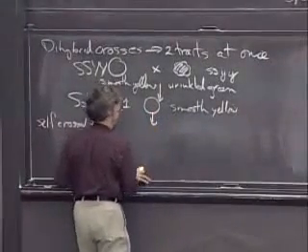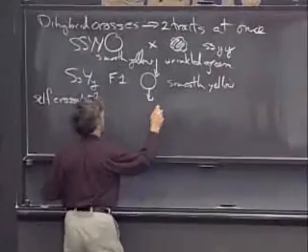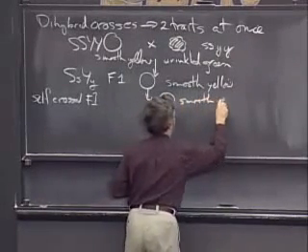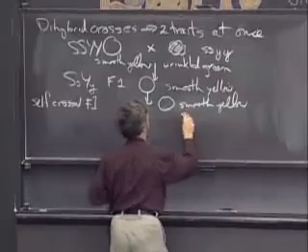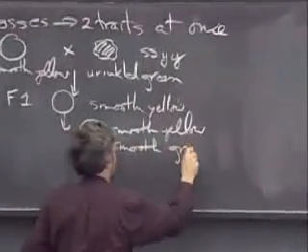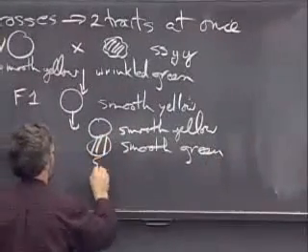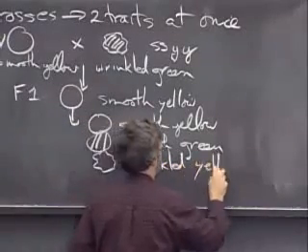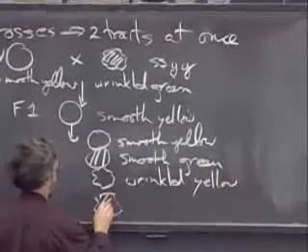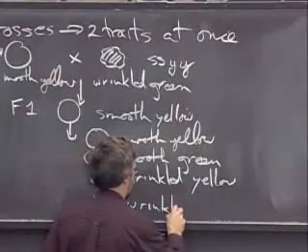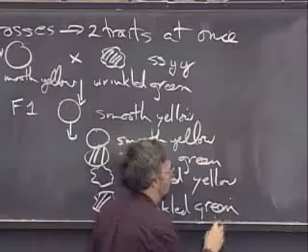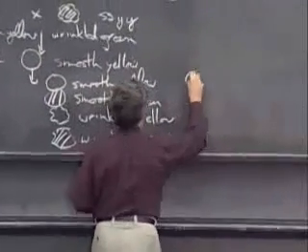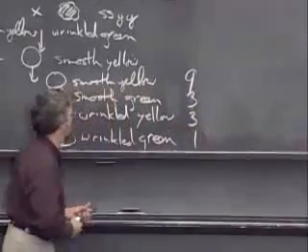And what he got out of that was the kind of mixture of things that he saw up there. He saw smooth yellow, smooth green, wrinkled yellow, and wrinkled green. And doing the same kind of experiments that we talked about before, he counted them, he looked to see if he saw characteristic ratios. He did. The ratios he saw were 9 to 3 to 3 to 1.